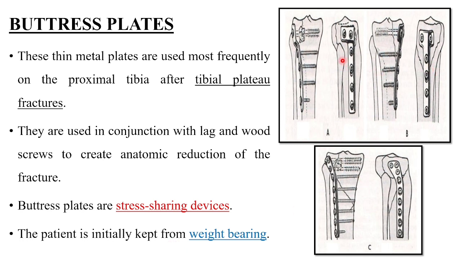So this first diagram is an L plate on the lateral tibial plateau, B here is a T plate on the medial tibial plateau, and C diagram is your lateral tibial head plate. So this is all about the buttress plates.